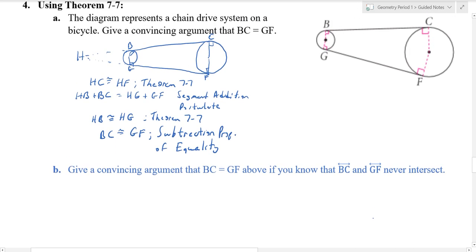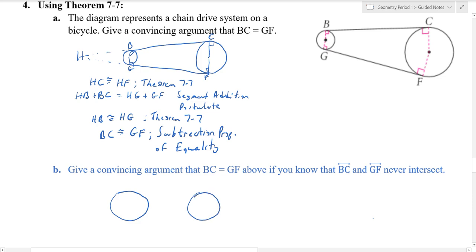And part B actually uses the same diagram, so I'm going to leave it there. As soon as I read it, you know the drill. It goes: give a convincing argument that BC equals GF above if you know that line BC and line GF never intersect. Pause the video and good luck. Okay, so in this particular case, it says that if you know that BC and GF never intersect, and they are on the same plane, that means the two lines are parallel, right? The two lines therefore are parallel. So if they are parallel, that means that the distance between them is the same. So that means that the two circles have to be the same, so they look something like this.